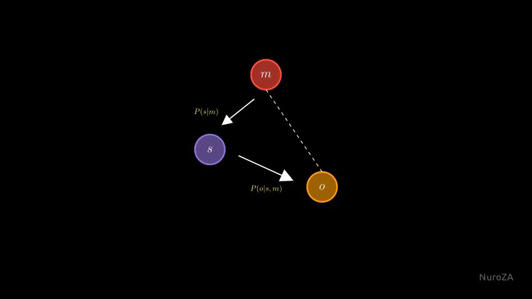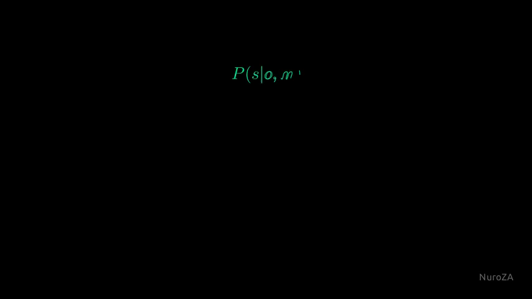Next, we have arrows from both M and S pointing to O, the observations. The critical arrow here is from S to O, labeled P of O given S and M. This is the likelihood function. It tells us, if the hidden state were S and we're working under model M, how likely would we be to observe O? There's also a direct connection from M to O, which emphasizes that our model M influences how we interpret observations. All of this takes place within the context of M, which I've indicated with a box around it.